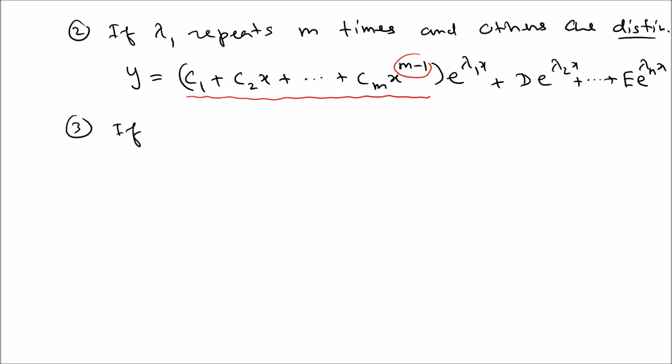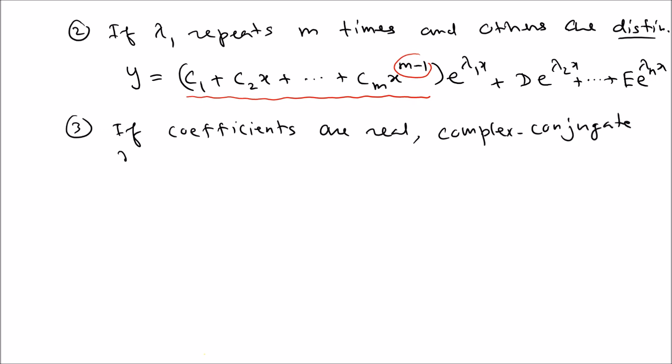Okay, and then the last case is the complex case. So let's say the coefficients are real. So it's very important. If the coefficients are real, then we have complex conjugate roots, always. If the coefficients are real, the solution has to be complex conjugate. That's a theory we prove in algebra. Let's say complex conjugate pairs. Let's write that. Complex conjugate pairs.